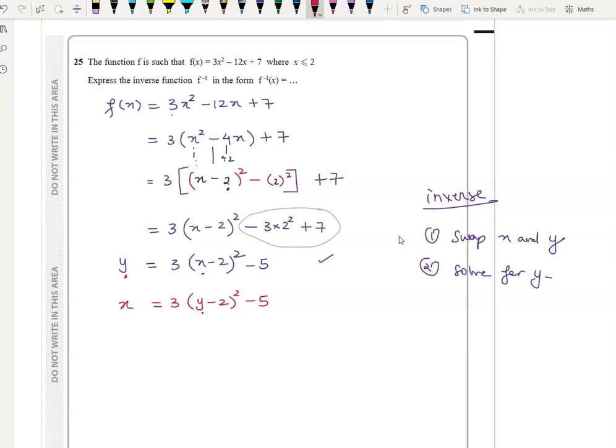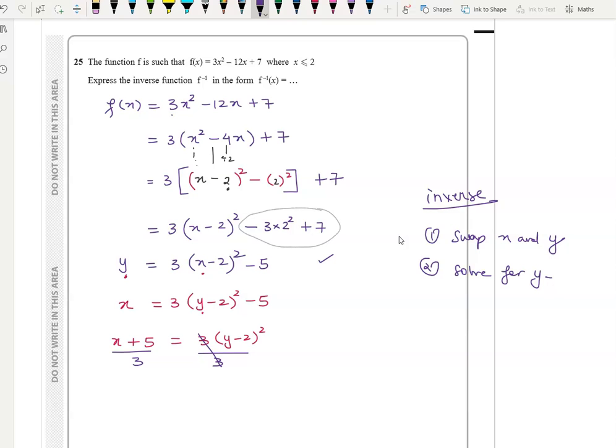You want y alone, so I need to isolate y. So first thing, you move negative 5 to the left. So I'll get x minus 5. You move it to the left, it will become plus 5, equal to 3 bracket y minus 2 whole square. Next step, you can cancel 3. So divide both sides by 3. So this gets cancelled. Now you are left with y minus 2 square.